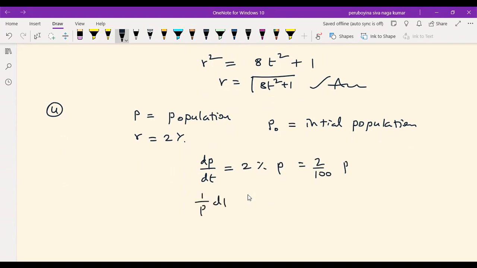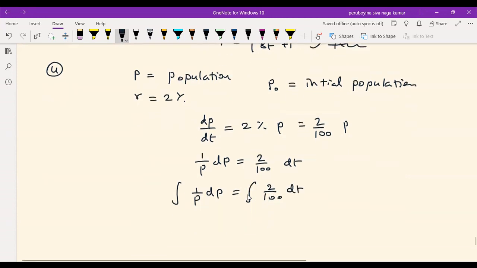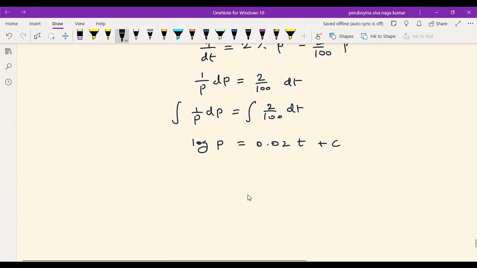So 1 by P into dP is equal to 2 by 100 into dt. So the integral of 1 by P dP is equal to the integral of 2 by 100 into dt. Solving this differential equation, log P is equal to 0.02 into t plus C. Okay. We have two initial conditions. So at the initial stage, the P value will be P naught and the time will be 0.